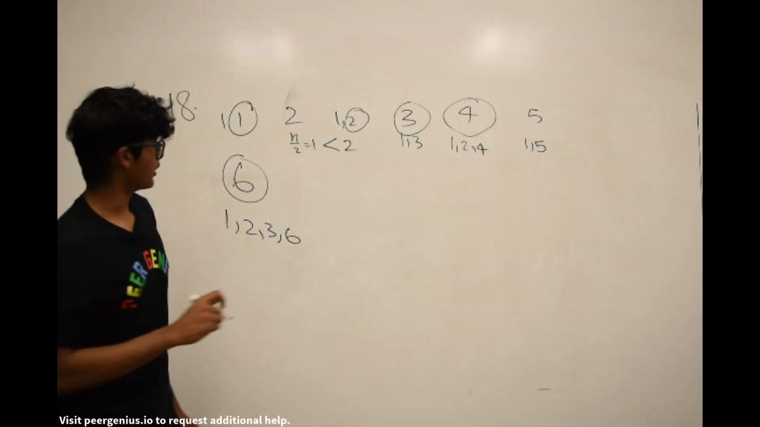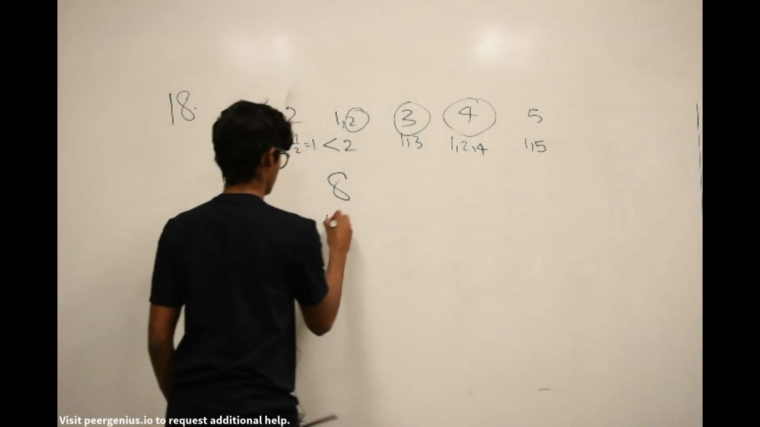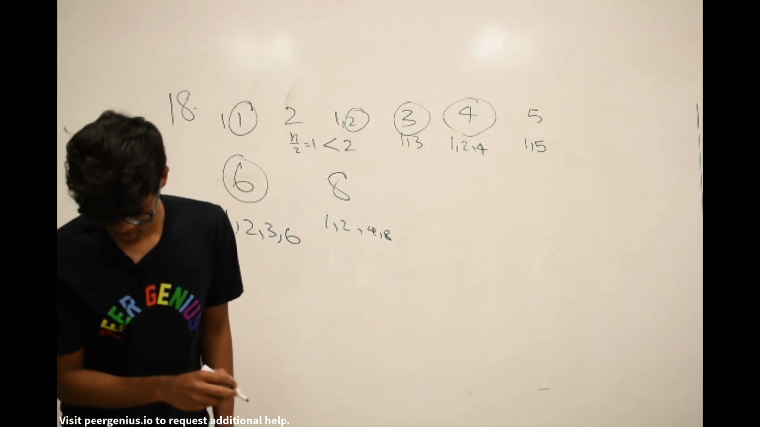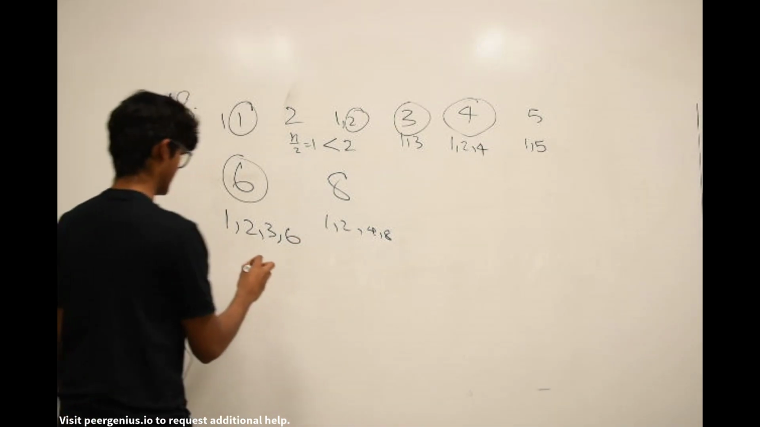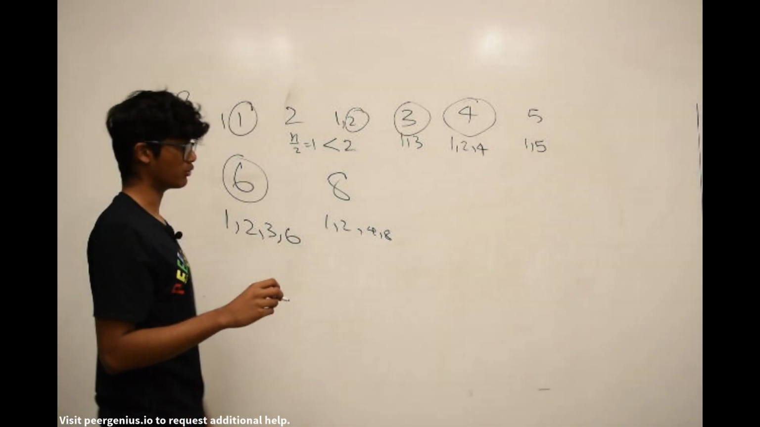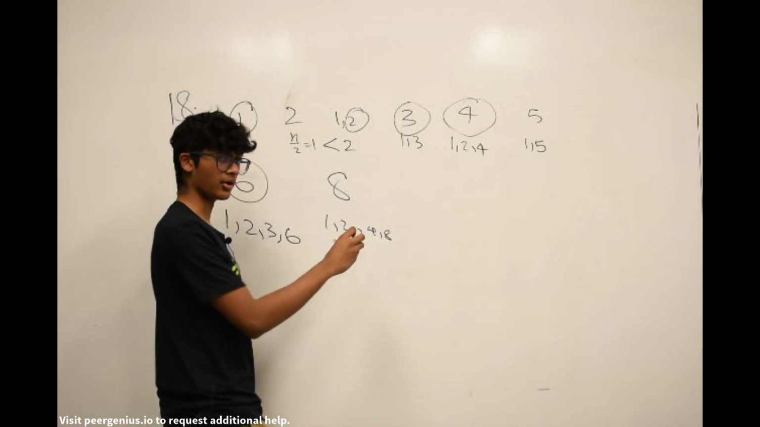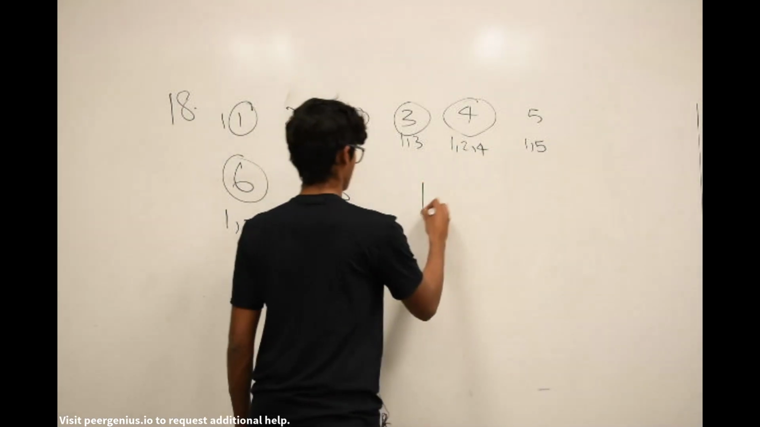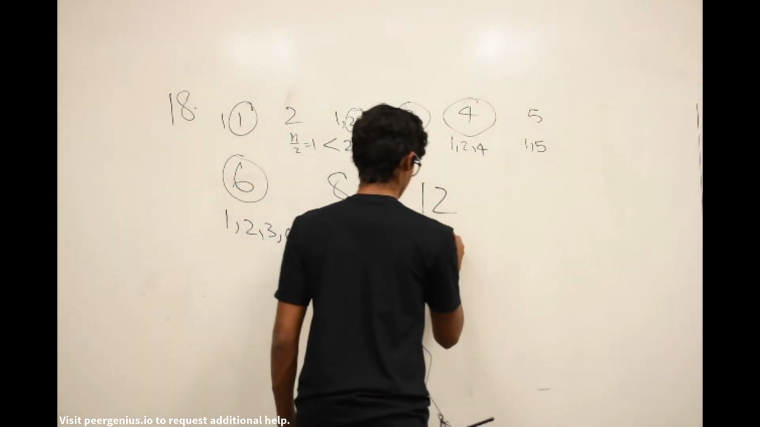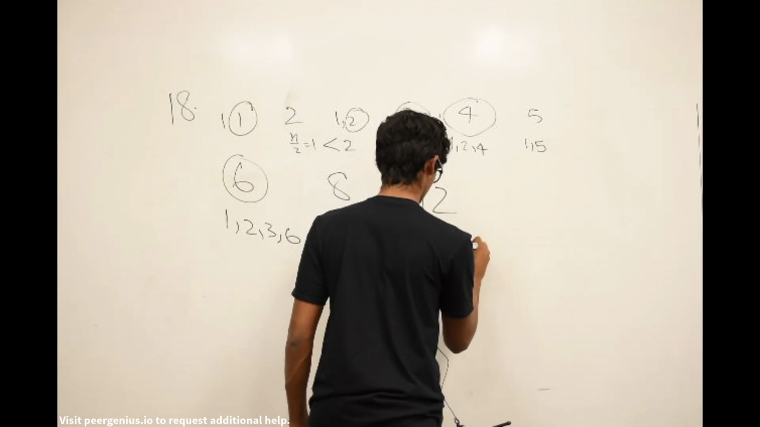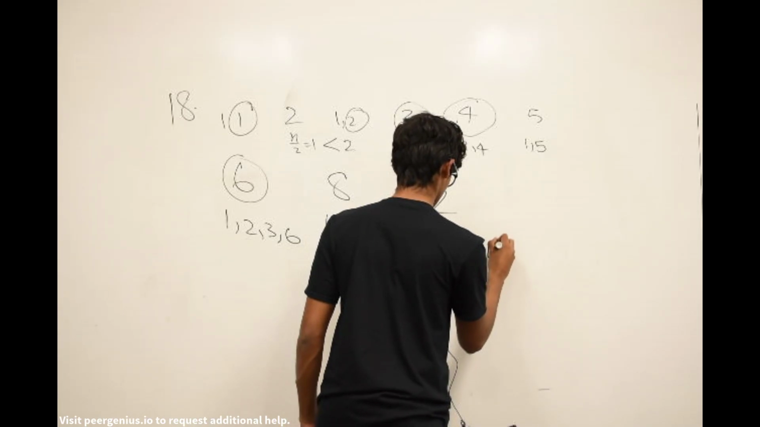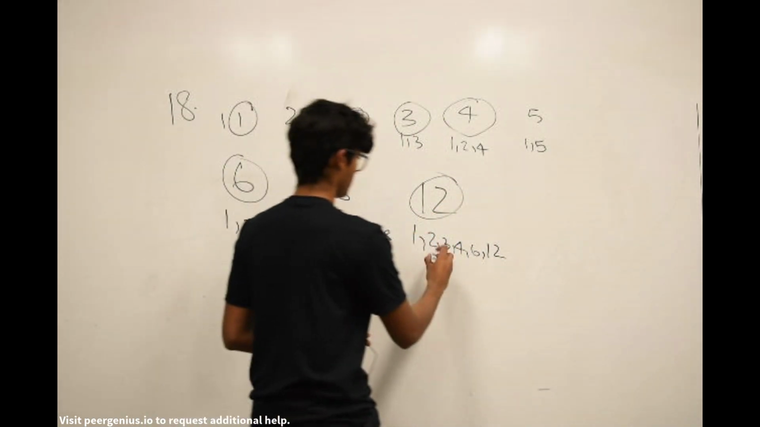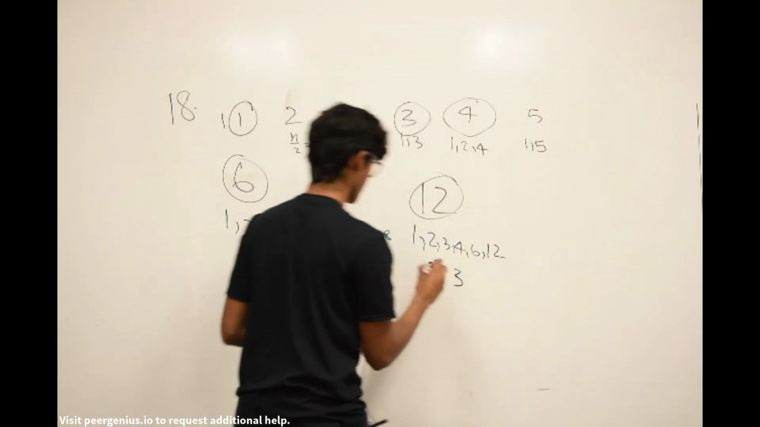But also, there's going to be 8, where it's 1, 2, 4, 8. And it also says at least, which means greater than or equal to, so the equality case holds. Okay, so there's also going to be 12: 1, 2, 3, 4, 6, 12. And this was 2 squared times 3.